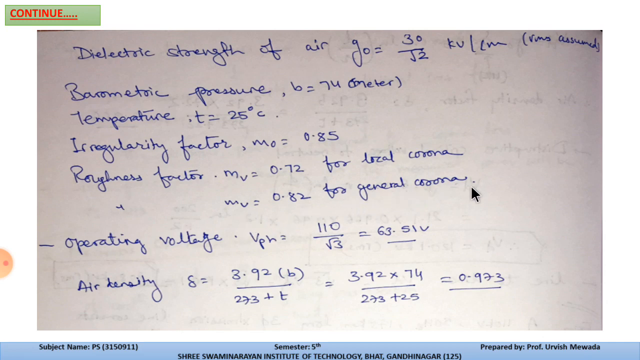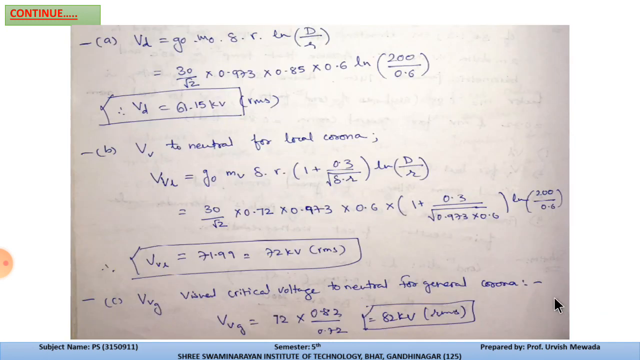Now the operating voltage Vph is equal to line voltage divided by root 3, so it is 63.51 kV. The air density delta is, as you already went through this equation, 3.92 B by 273 plus T. When we place the values of B and T over here, you can calculate the delta. Now from the value of delta you can calculate the VD. The equation for the VD is G0 M0 delta into r into ln D by r. Here D is the spacing between two conductors and r is the radius of the conductor, so no need to get confused.